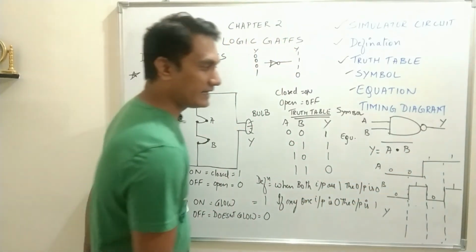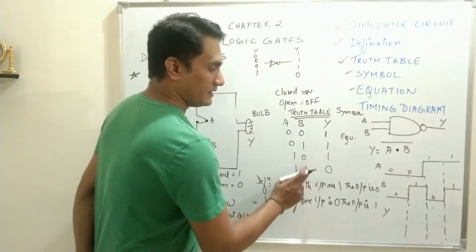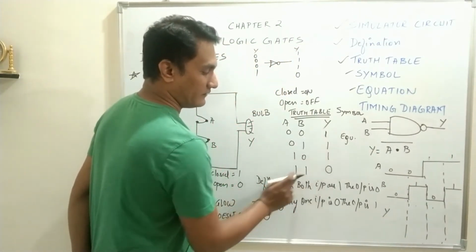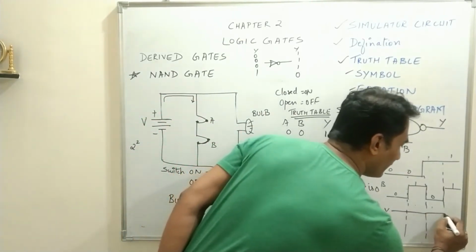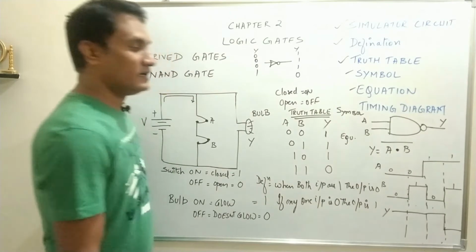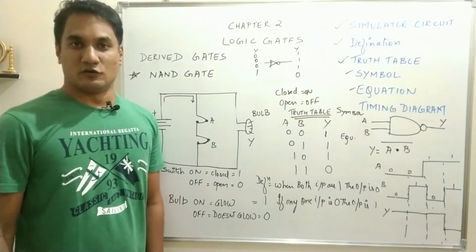And what will be the timing diagram? In the timing diagram, the output is 1, 1, 1, and when both the inputs are 1, the output will be 0. So the timing diagram will be 1, 1, 1, and for the last condition, the output Y goes to 0.